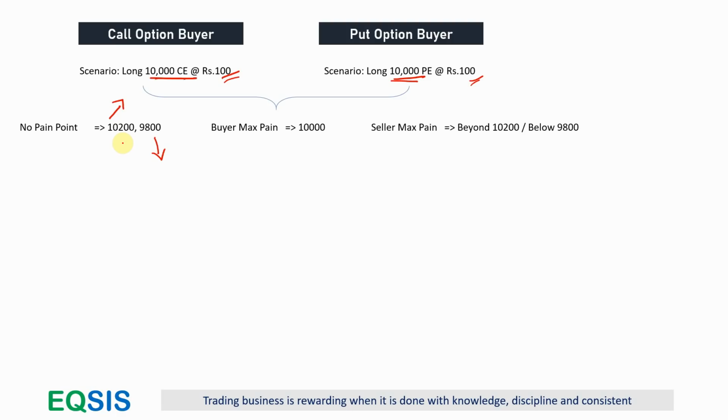If on the expiration day the market settles at 10,200 or 9,800, neither the call buyer, call seller, put buyer nor put seller, put together as a strategy trader, will be making money. So it is a no pain point for the traders. I hope you understand this concept.